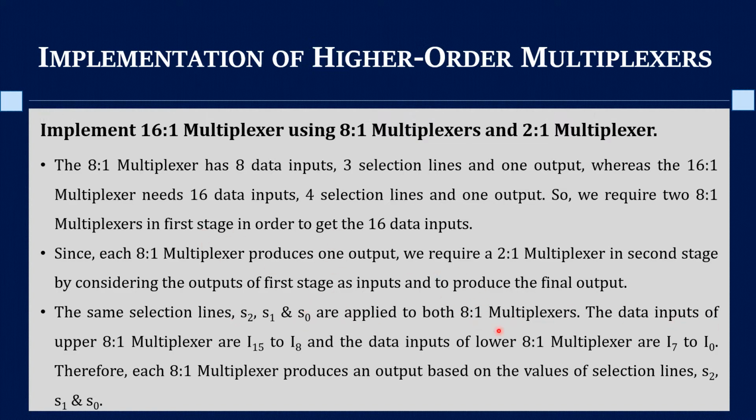The data inputs of the upper 8 by 1 multiplexer are I8 to I15, and the data inputs of the lower 8 by 1 multiplexer are I0 to I7. Therefore, each 8 by 1 multiplexer produces an output based on the values of the selection lines S2, S1 and S0.